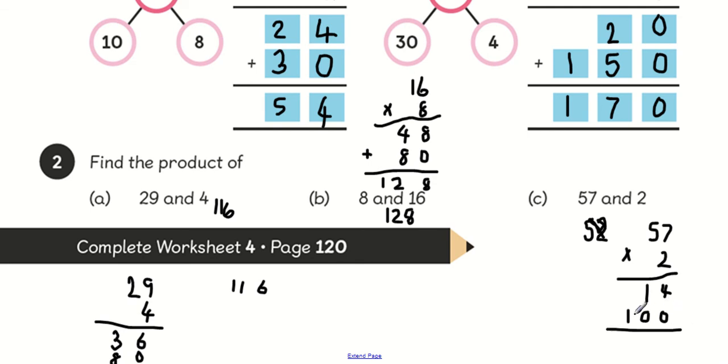Okay, then I add them together. 4 add nothing is 4. 1 add nothing is 1. And then we carry our 1 down. So this one then, our answer is 114.